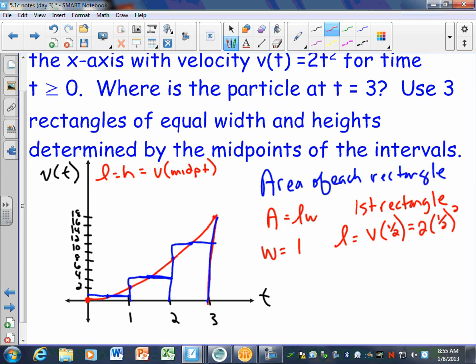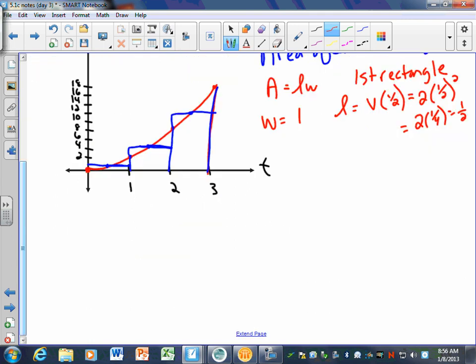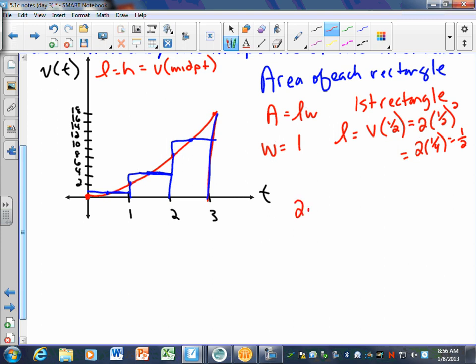I want to write this total area here, so we want to do each one. I guess we could work this out. What is this? 2 times 1/4, which is just 1/2. Do you agree with that? The area of the first rectangle is 1/2. Could we figure out the area of the second rectangle? The second rectangle, area equals length times width.